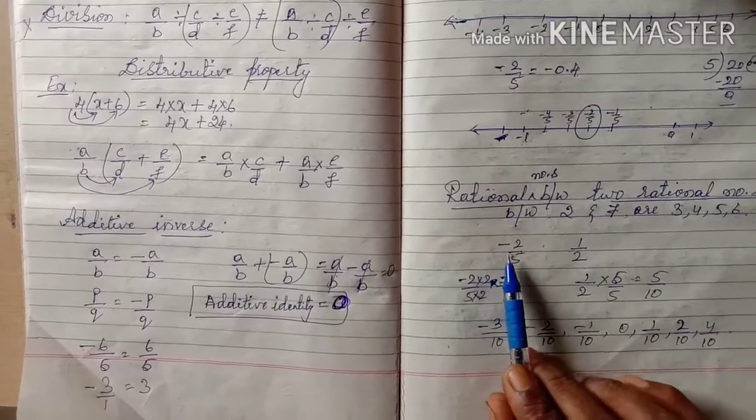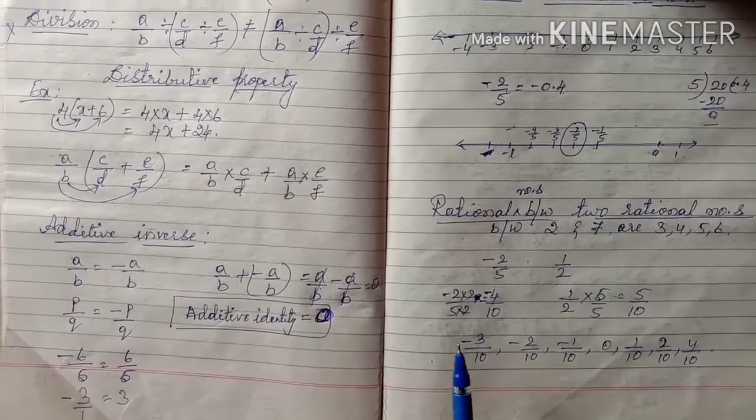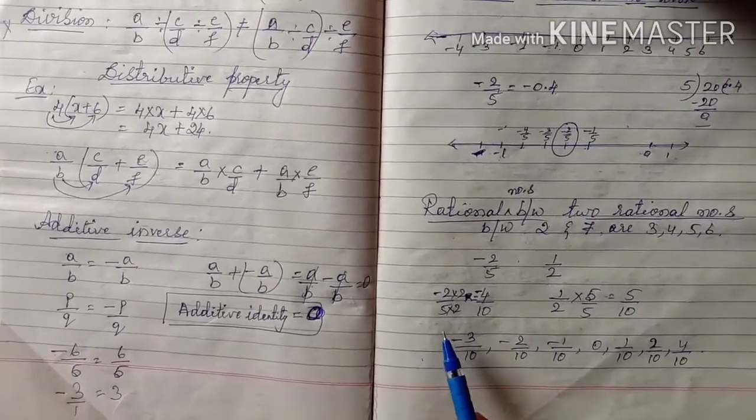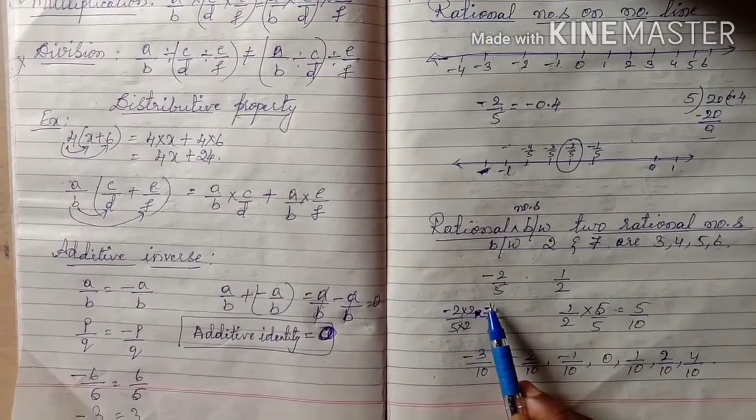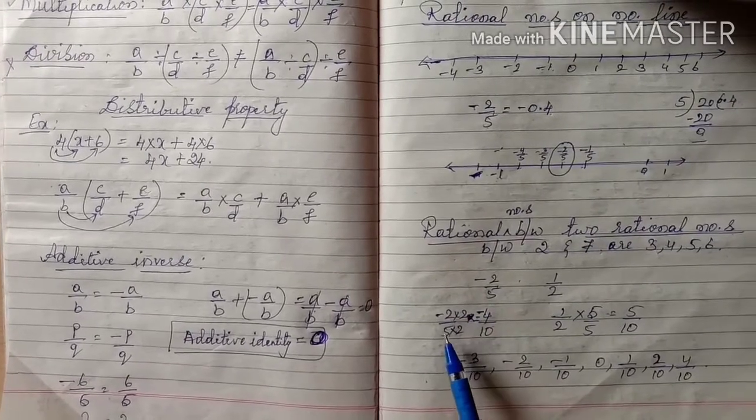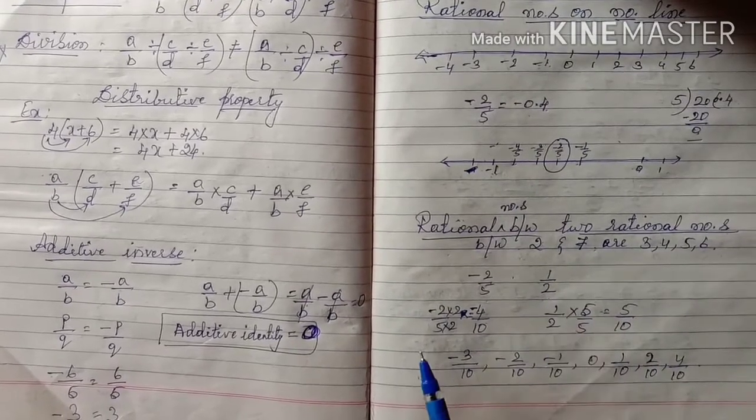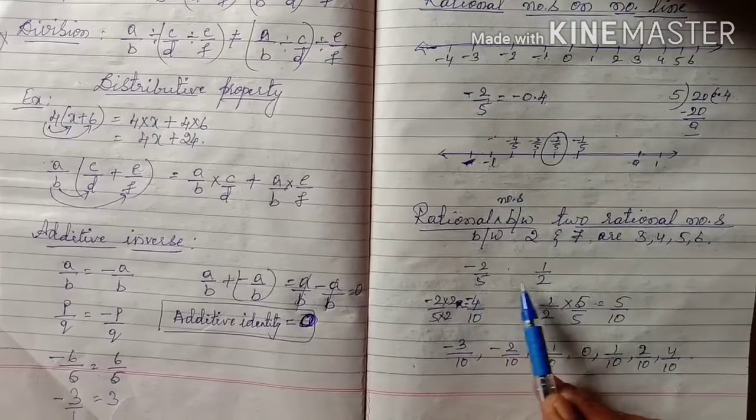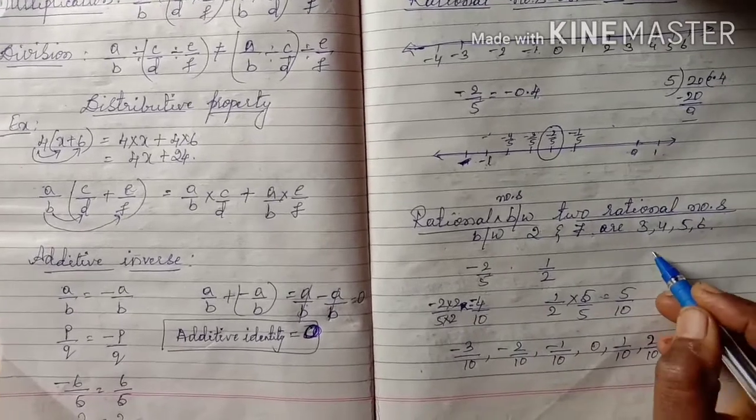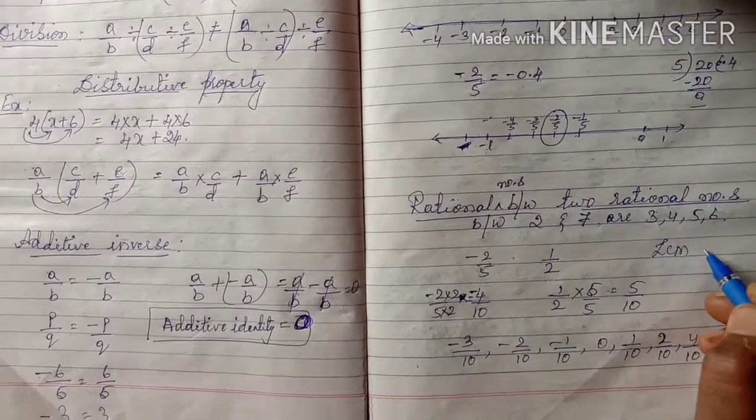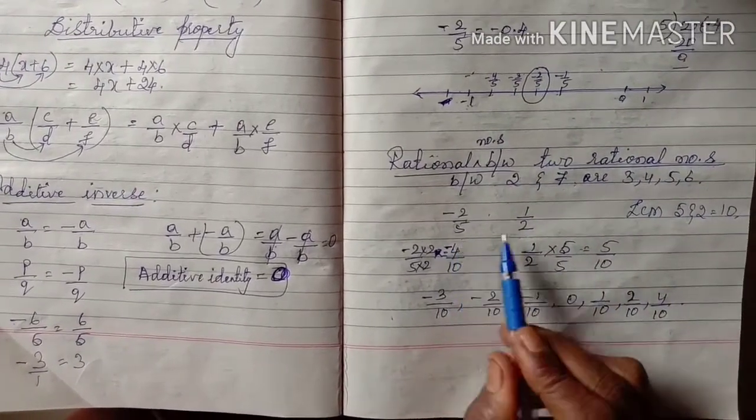But if they are given in fractional form, like minus 2 by 5 and 1 by 2, how do we find the rational numbers between them? Okay, children, what we have to do is find the equivalent fractions for minus 2 by 5 and 1 by 2. You have studied equivalent fractions in lower classes, children. So we have to find the LCM of 5 and 2. What is the LCM of 5 and 2? It is 10.